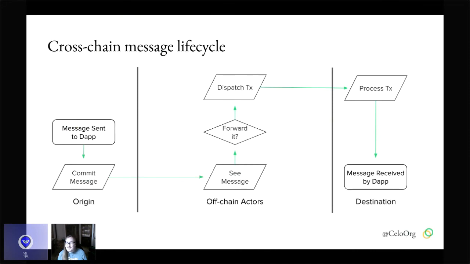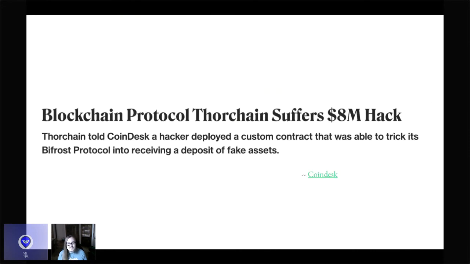The first one I want to talk about is Thorchain. So this was a month or two ago. Thorchain lost a relatively small amount of money. It's just like $8 million. In blockchain terms, that's just like not very much. And the way this happened was tricking the Thorchain custodians into sending Ether on the remote chain, even though it hadn't gotten any Ether on Ethereum.